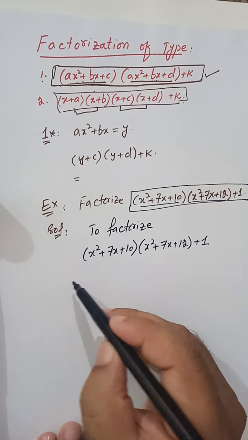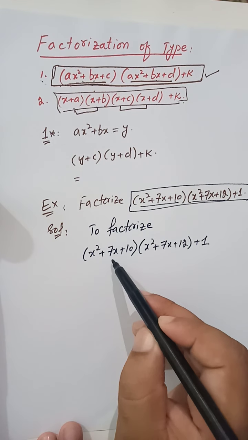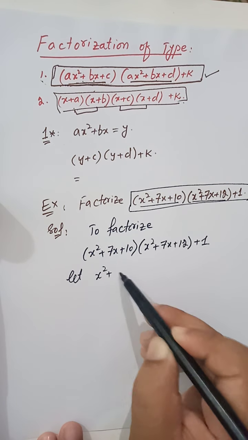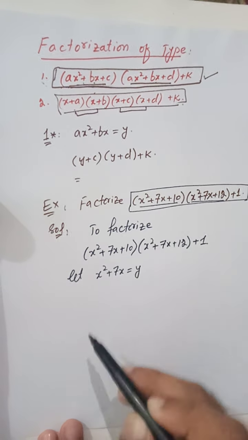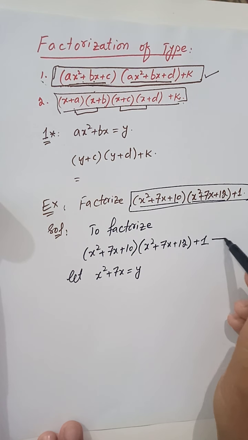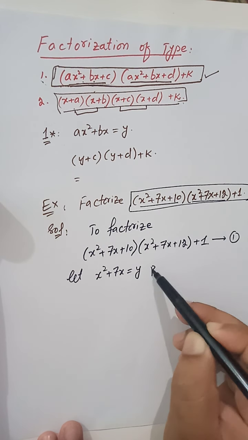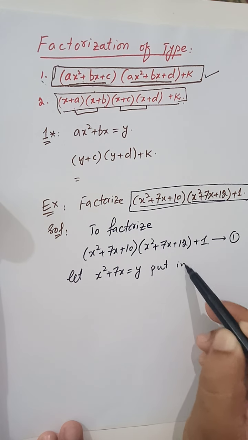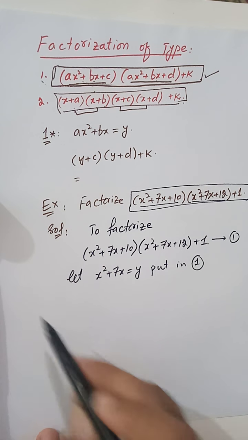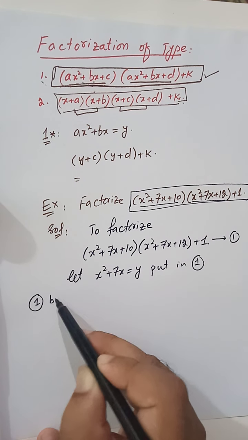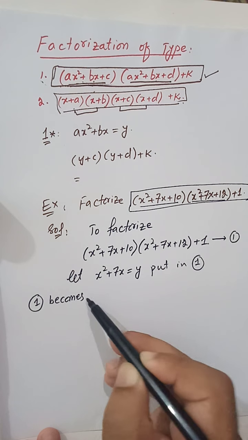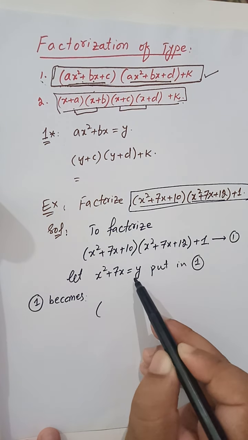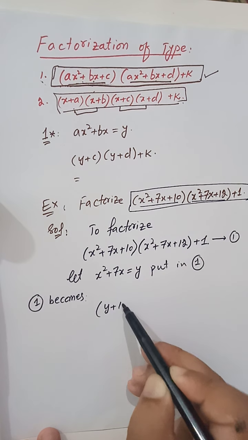what we can do is substitute x² + 7x by y. So let us suppose that x² + 7x is equal to y. Let's say this is my algebraic expression 1. Put this x² + 7x equal to y in the above algebraic expression. So the above algebraic expression will become, in place of x² + 7x I will write y, so y + 10.